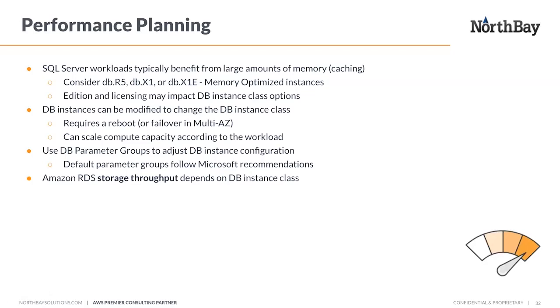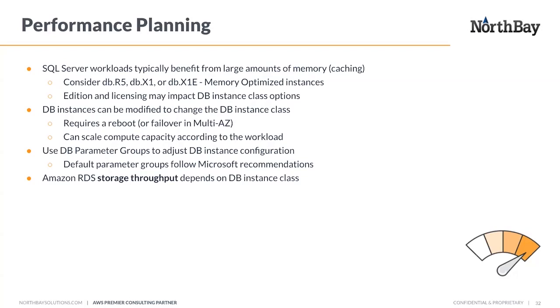So, performance planning. We talked about one instance, DB R4, but you can also consider others. Generally, a large amount of memory is recommended for SQL Server workloads. So consider DB R5, DB X1, X1E. These are all memory optimized instances, right? So they are heavy on memory and architected in a way that the memory is already optimized. Edition and licensing may impact the DB instance class option. Again, not all instances are available for a given edition or given license. So you really need to go through and see what you currently have and which instance family it fits in.